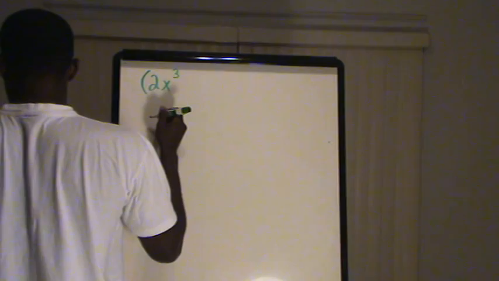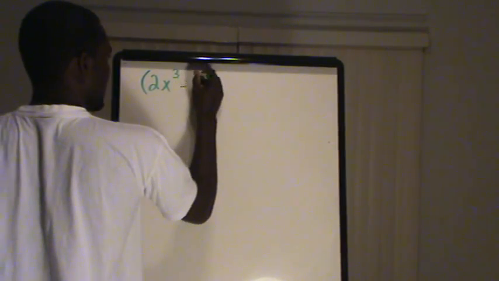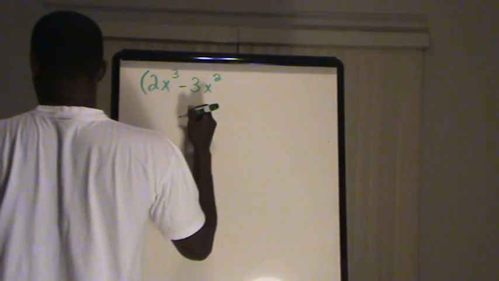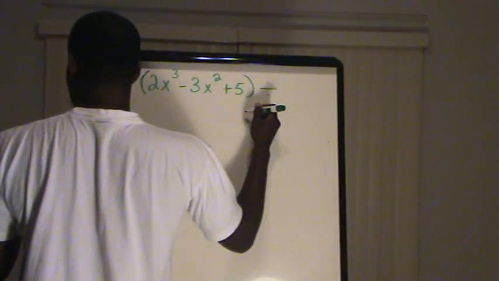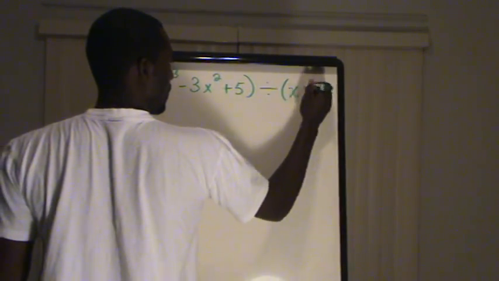Okay, let's look at one last example for synthetic division. It says 2x cubed minus 3x squared plus 5 divided by x plus 2.